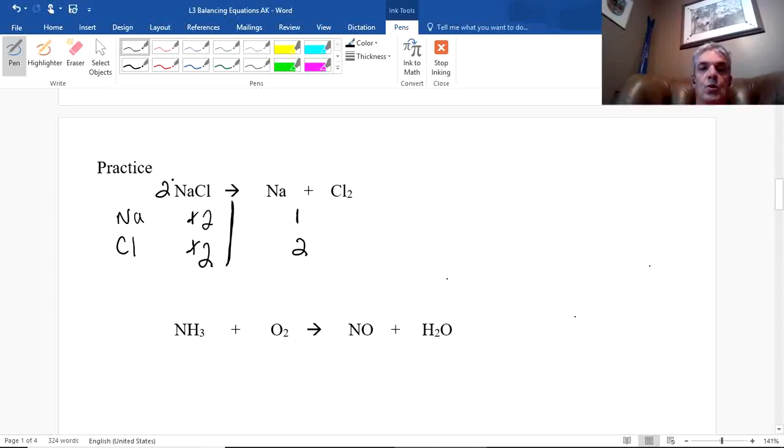I got 2 chlorines here, and I got 2 chlorines here. Now I have to go back and balance my sodium. I have to go back up and do that. Well, I got 2 sodiums here, so what do I have to do? I have to put a 2 in front of here, and that will balance it so that there's 2, 2, 2, and 2. Everybody's 2, everybody's happy, and we're nicely balanced, okay?